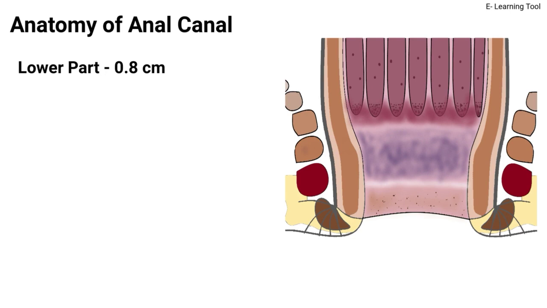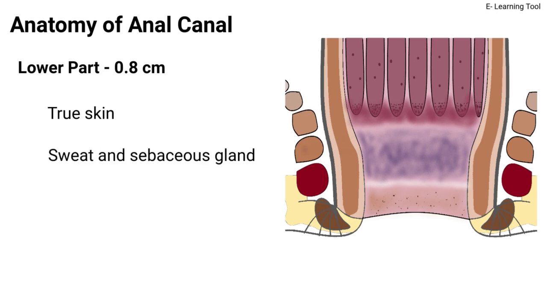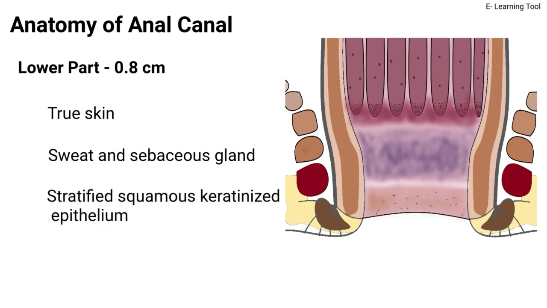Coming to the lower part. It is lined by true skin. Sweat glands and sebaceous glands are present here. The epithelium covering of the lower part is the stratified squamous keratinized epithelium.